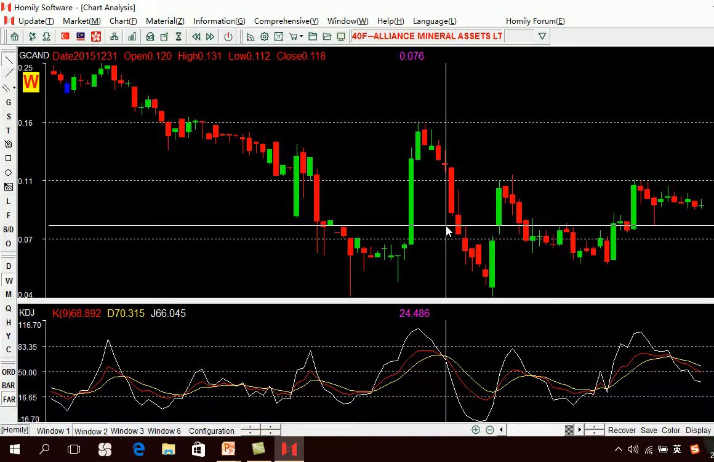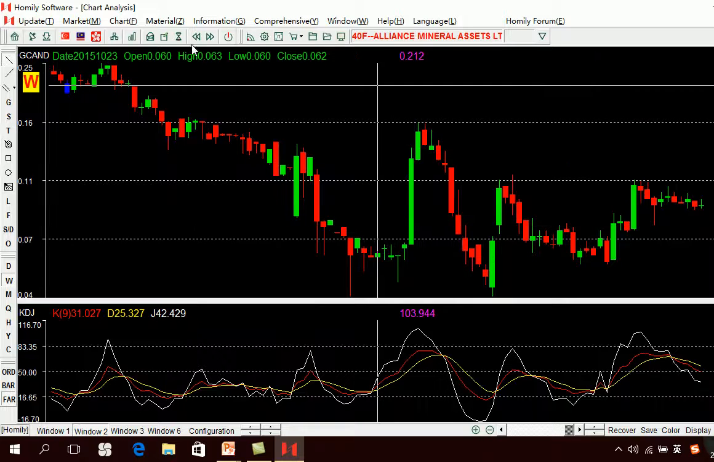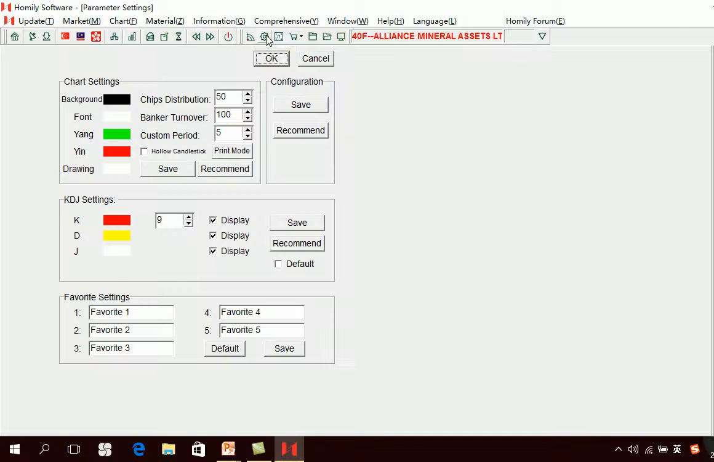How to set this method? Then you should click setting first. After this step, we should find KDJ. Right click KDJ, left click KDJ. Then we only use the J line, okay? We should dispose this to 9 days, click save. This is the first step, okay? Then what's the next step?